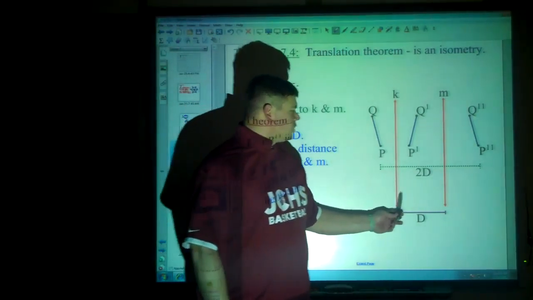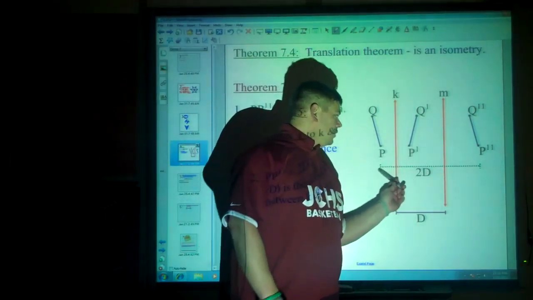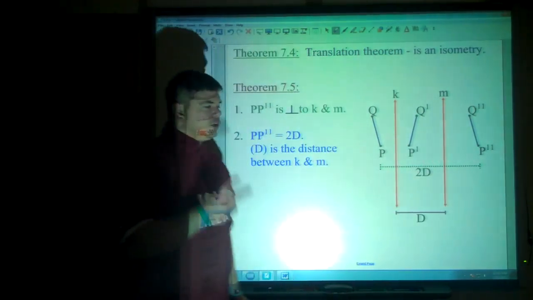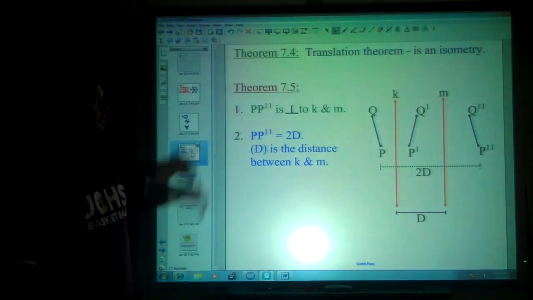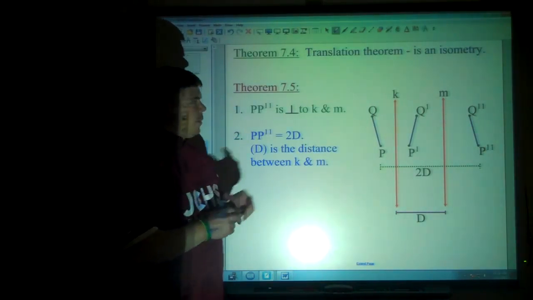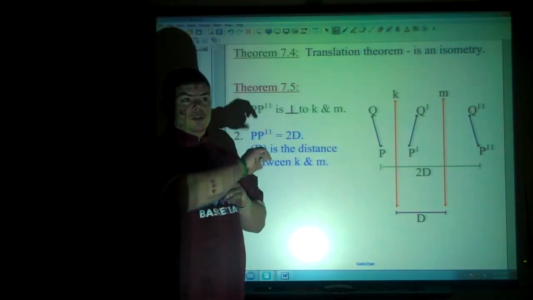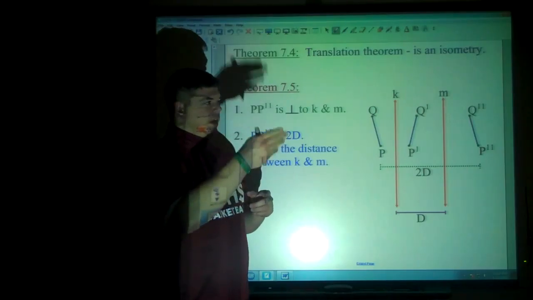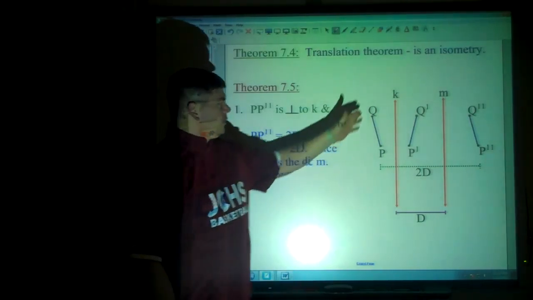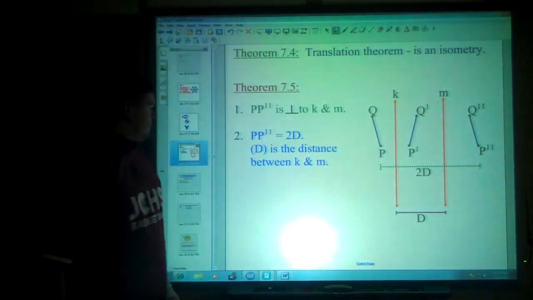So say between the two lines is 10 inches, then to flip and flip is going to mean a translation of 20 inches, twice as far. So that's what this theorem is stating, which is somewhat similar to what we spoke of last time, where when you reflect and reflect across two lines that are intersecting, it was actually a rotation. So two reflections created a rotation. Here the lines are parallel, so two reflections equals a translation.